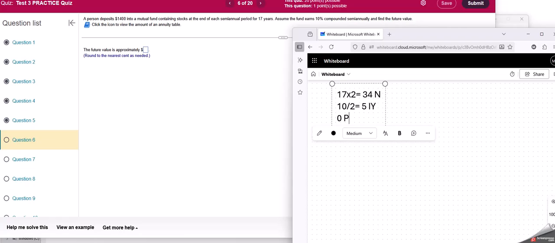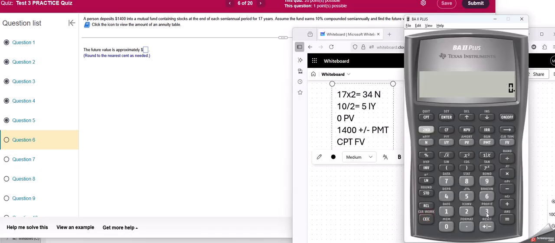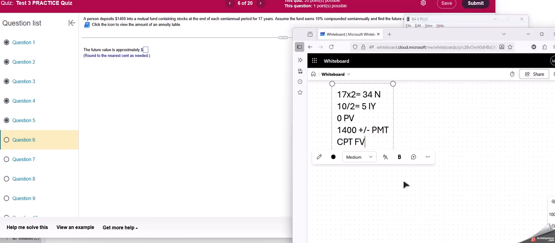No present value, so we'll go ahead and zero that out. 1,400, and I'll make it negative by hitting the plus or minus button since I don't have a PV, is my payment, and then I'll compute the future value. So 34 is the N, 5 is the IY, zero out the PV, 1,400, hit the plus or minus button, make it negative, push the PMT button, and then compute the future value. So 119,093.74.